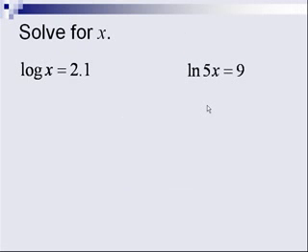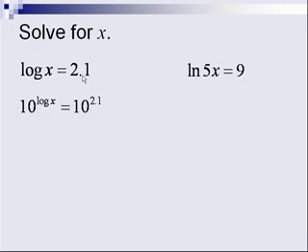Alright, so here's a couple of harder problems. Solve for x when we have log of x is 2.1 or natural log of 5x equals 9. So we'll do both of these separately. The log of x is 2.1.